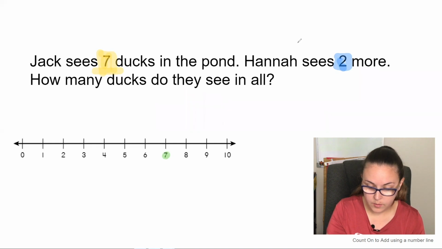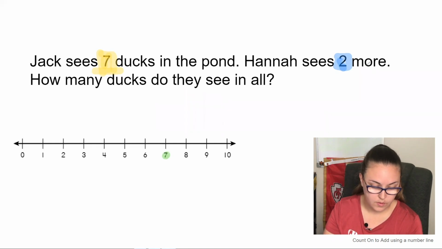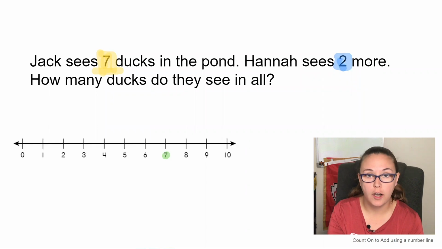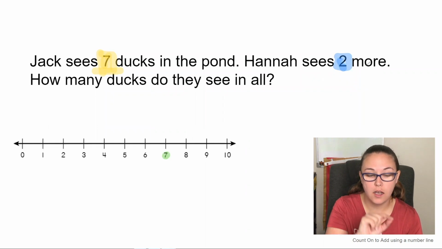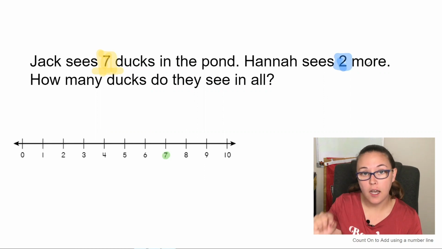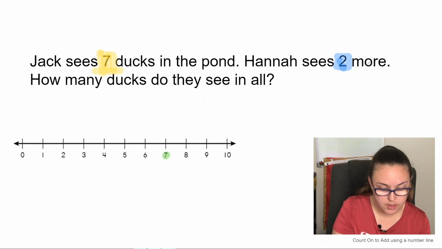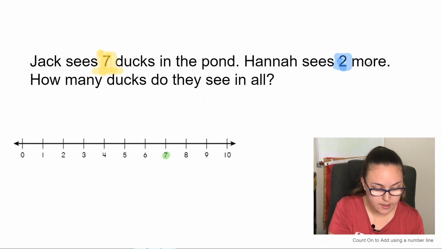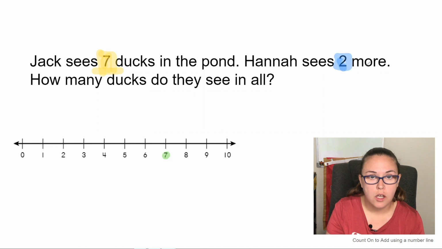Now, I'm going to take my pencil and I'm going to count on. When I count on using a number line, you're going to see a hump and an arrow pointing to the next number. That way I know which direction on the number line I'm counting, and how many humps is how many times I have to count on. So let's start at 7, and Jack saw 7 ducks. Well, how many did Hannah see?